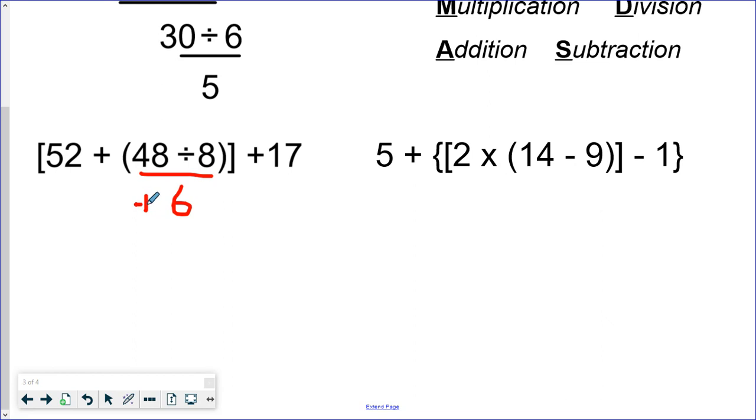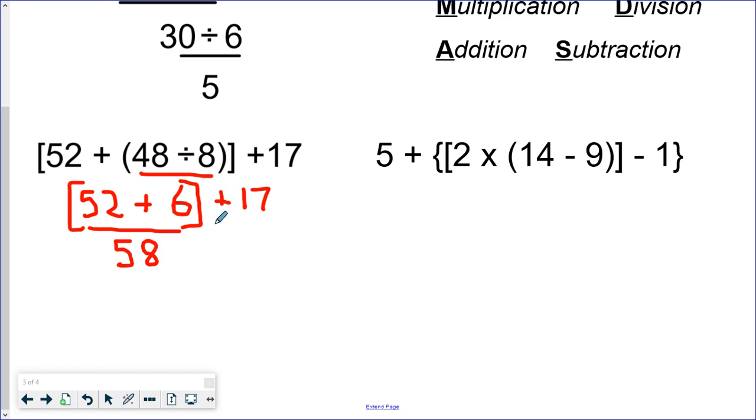Now what I'm going to do is bring down that plus 52. Okay. I'm still going to bring the brackets down because I don't want to accidentally forget to do inside the brackets first. And then I'm going to bring the plus 17 down. Now I still have to complete the brackets first before I do anything else. So I have to do the 52 plus 6 first. So I'm going to do this part next. 52 plus 6, that should give me 58 as an answer.